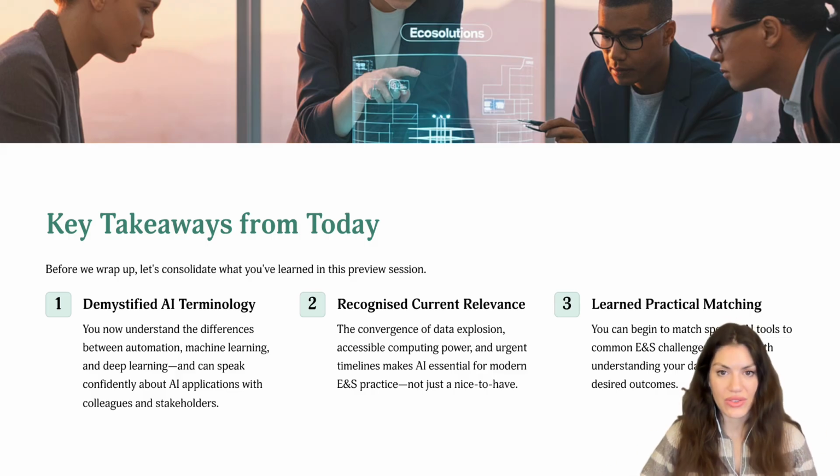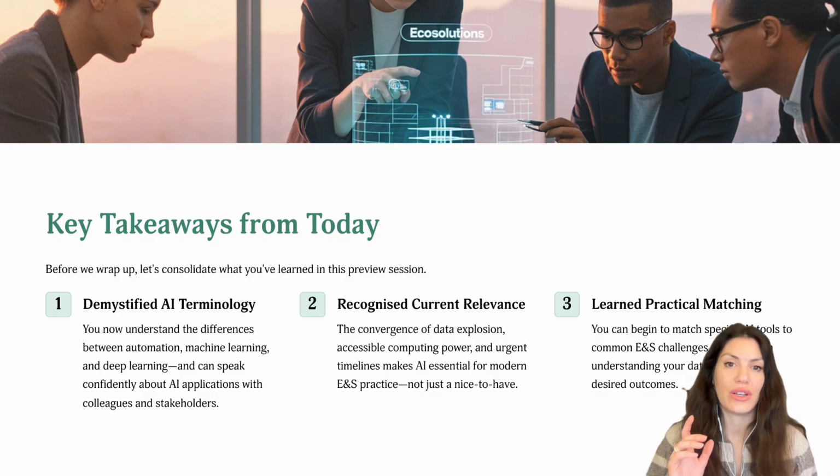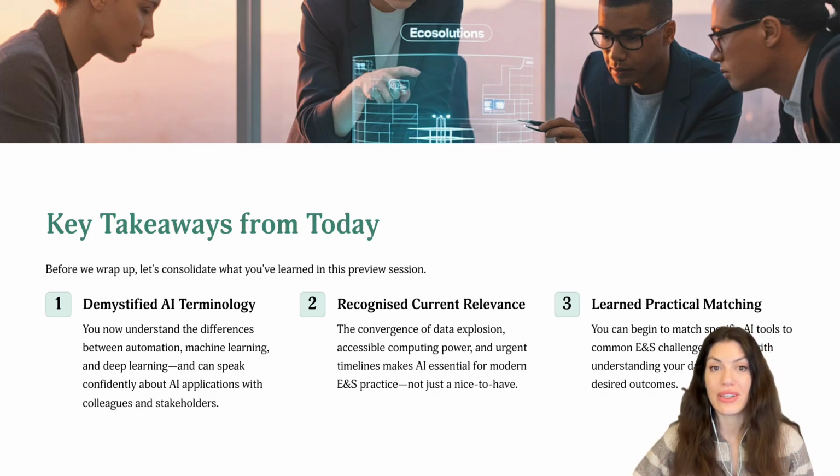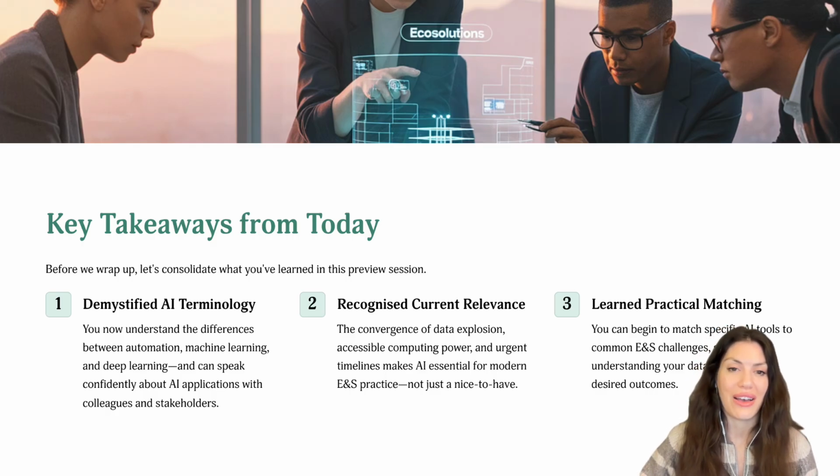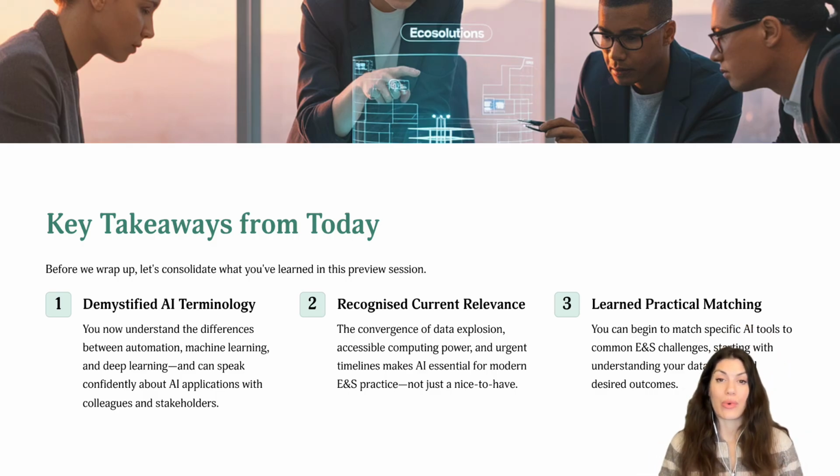Before we wrap up, let's consolidate the key takeaways from this preview session. We talked about the basic AI terminology and the difference between automation, machine learning, and deep learning. We covered what led to AI being so important today through the explosion of data and just the timeliness of making E&S work and other type of work more efficient in general. And then I brought you some examples that are similar to the ones that are included in a workbook.